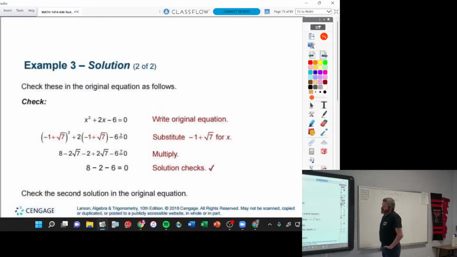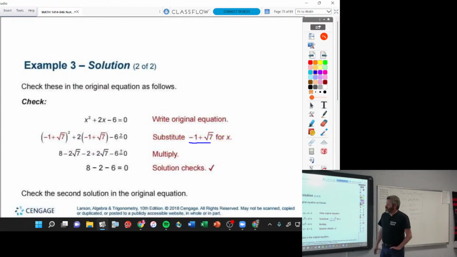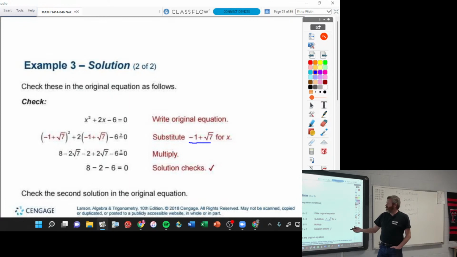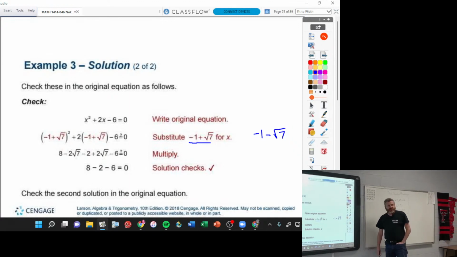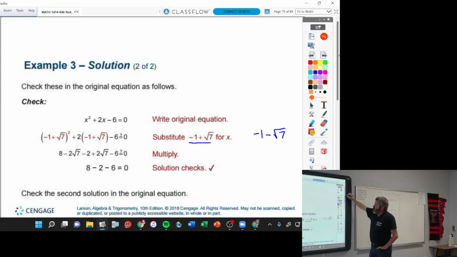But we can check our answer by taking that negative 1 plus the square root of 7, plugging it into the original, and seeing if it works, and then we would do the same thing with negative 1 minus the square root of 7 and plug it in. When you plug both of those in, you're going to see that they do, in fact, both check, and so they are both good answers.